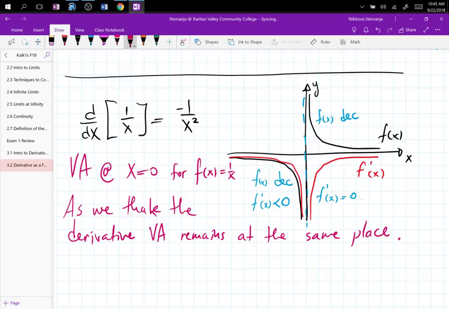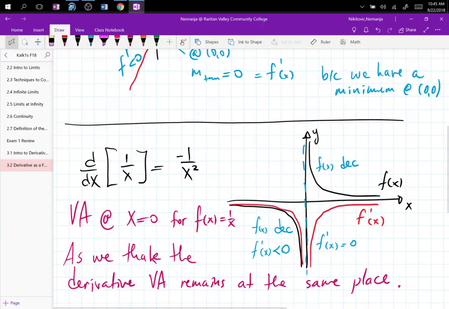So that's the new part. So now if you want a summary, we'll have 4 different key points. Key point number 1, and this is where you're always going to start your graphs: vertical asymptote is preserved.